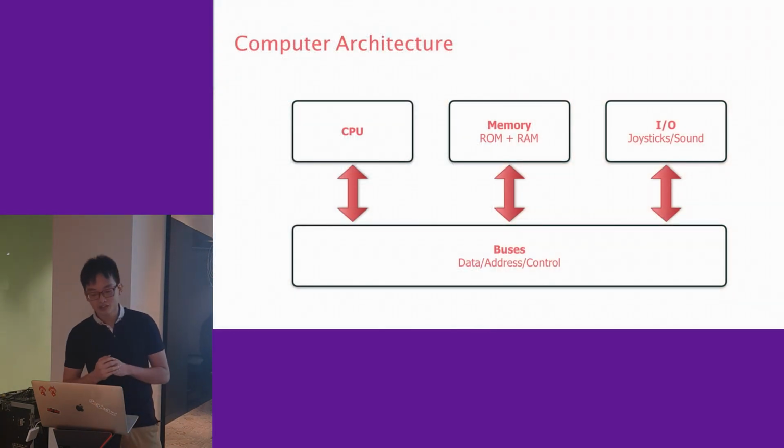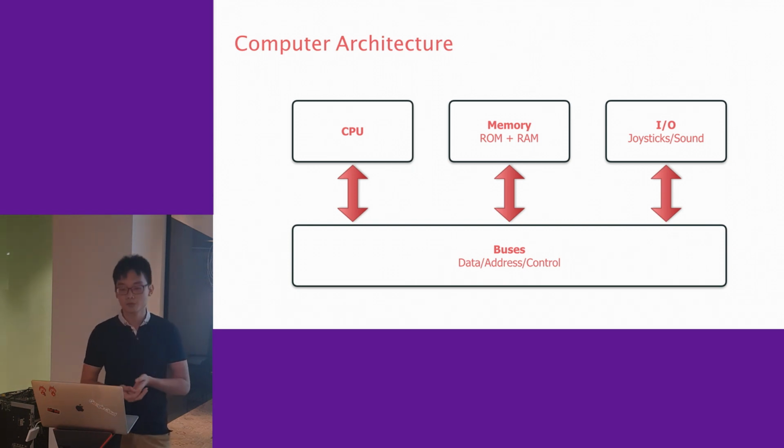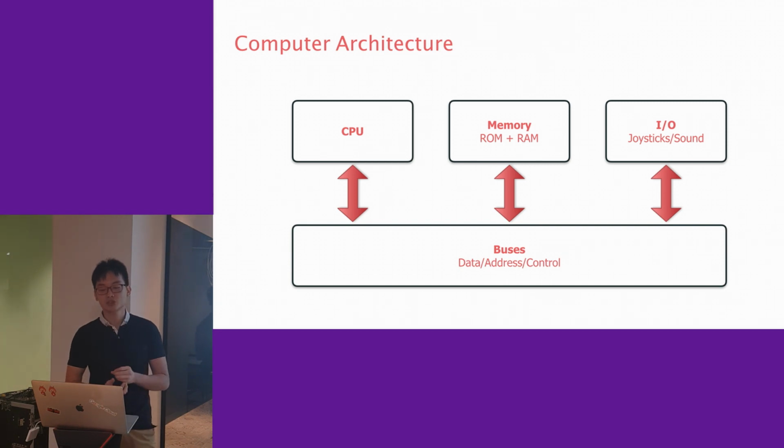So a short refresher on your computer architecture. In a typical computer system, there should be a CPU, a memory, and input and output. The information is strictly passing through the different buses.